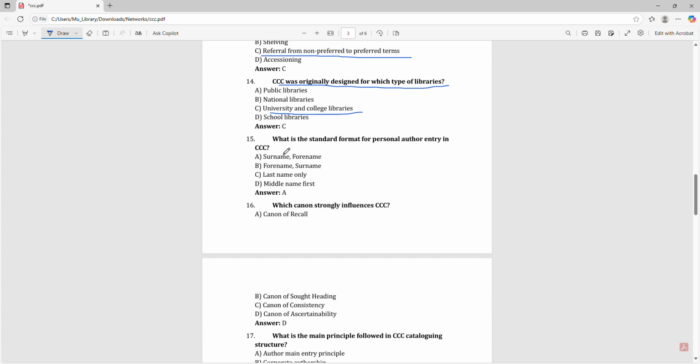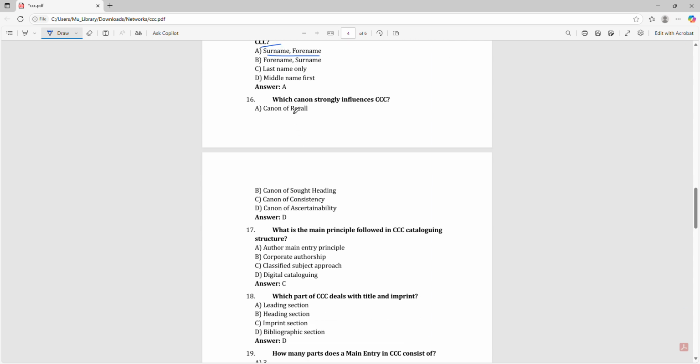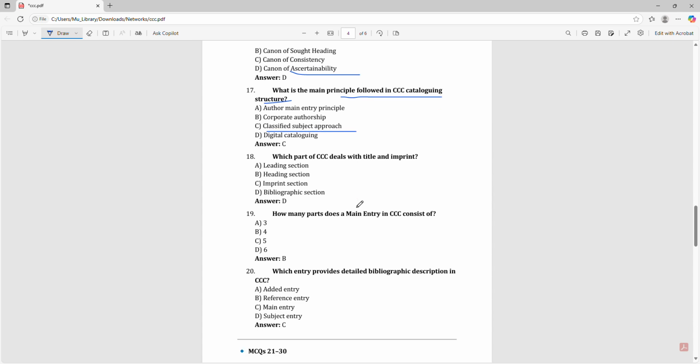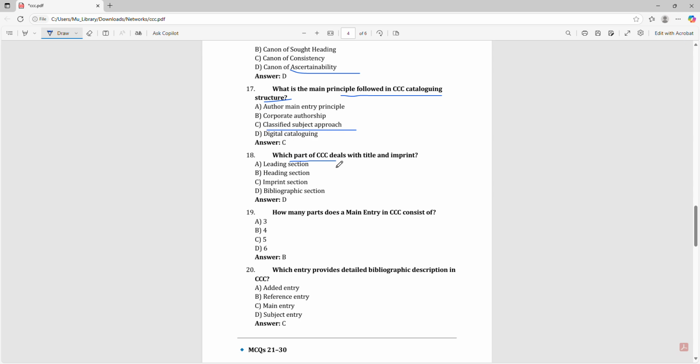What is the standard format for personal author entry in Triple C? That is surname, forename. Which canon strongly influenced Triple C? Canon of ascertainability. What is the main principle followed in Triple C cataloging structure? Classified subject approach. Which part of Triple C deals with the title and imprint?